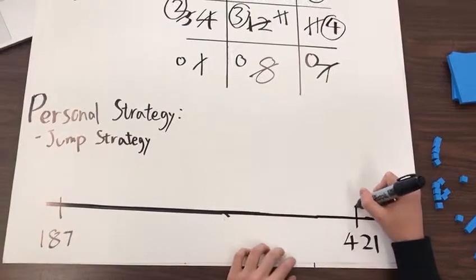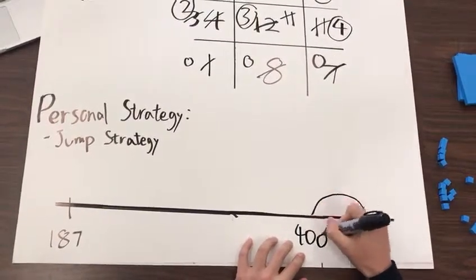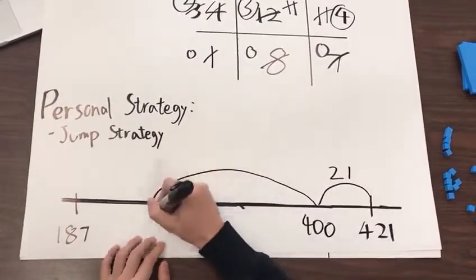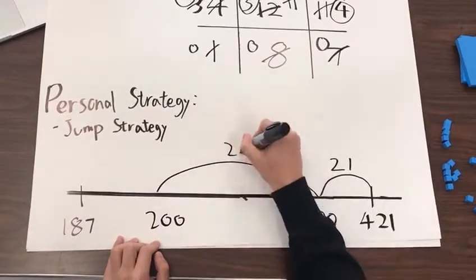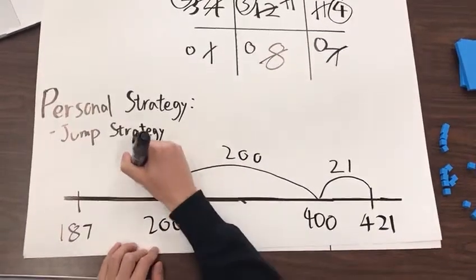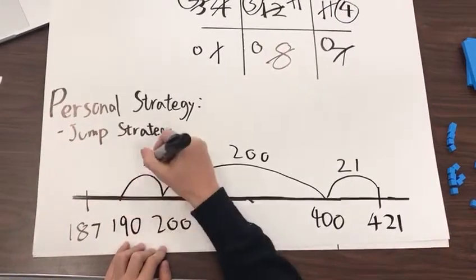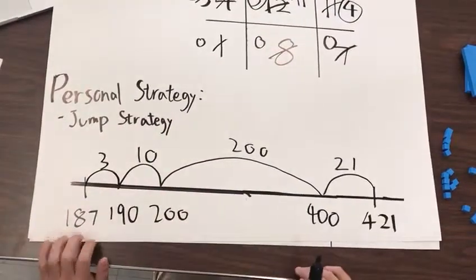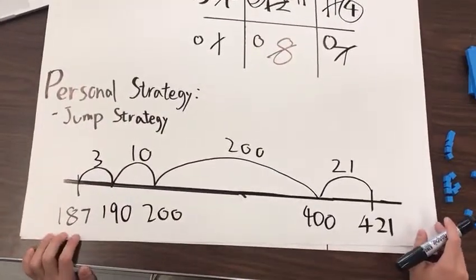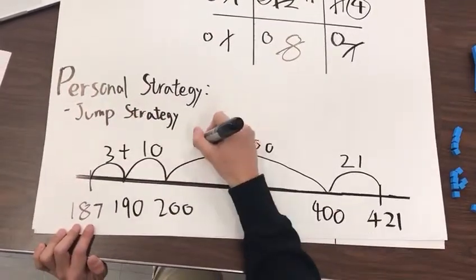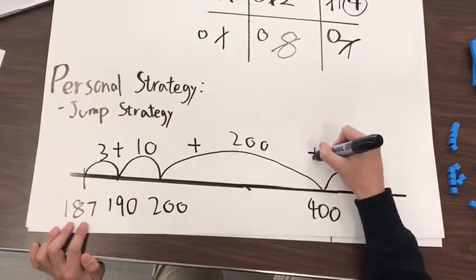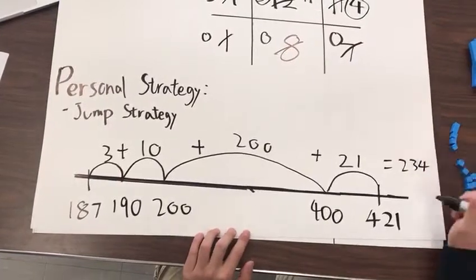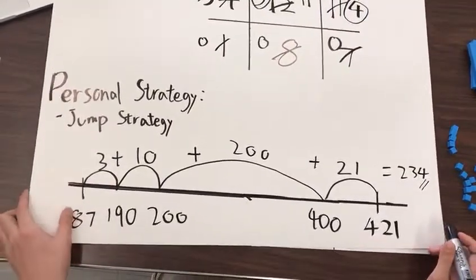Firstly, I will jump from 421 to 400, and our difference will be 21. Then I will jump from 400 to 200, and our difference here will be 200. Then I can jump from 200 to 190, and our difference here will be 10. And lastly, our difference has a 3 here, and that's our subtrahend as well. Last step, we have to add up all the differences. Then our total will be 234, which is also our final solution.